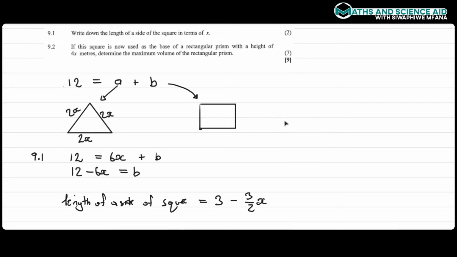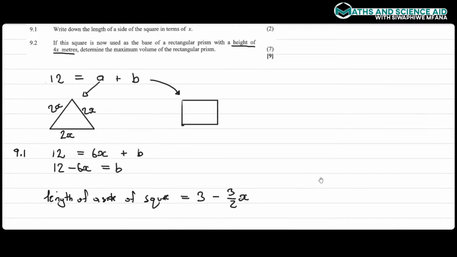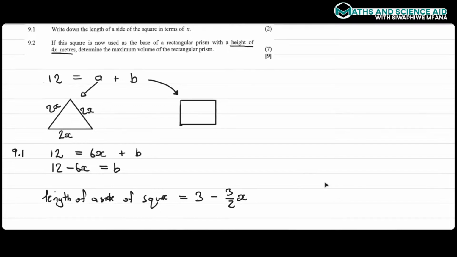And then 9.2, they say if this square is now used as a base of a rectangular prism with a height of 4x meters, determine the maximum volume of the rectangular prism. Okay. So this is being used as a base of a rectangular prism. Let me try to draw this. So we're taking that square and we are using it to form a base of a prism.